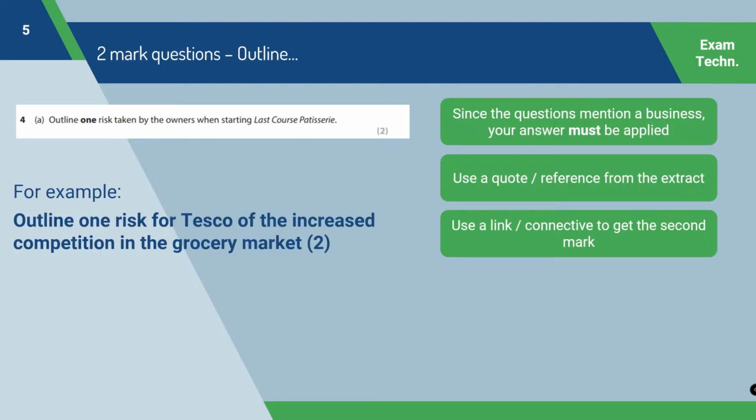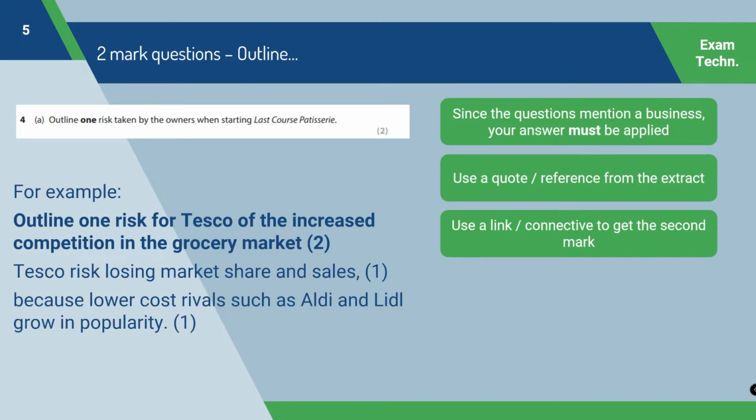So here's a different example. Outline one risk for Tesco of the increased competition in the grocery market. Your first mark would come from: Tesco risk losing market share and sales. But that doesn't have any link to the extract. That's just the point, the risk. Because lower cost rivals such as Aldi and Lidl grow in popularity. So there's a clear reference to that business. It's something specific. You've not just said Tesco, you've mentioned something that you would only know by reading that case study or knowing that market.